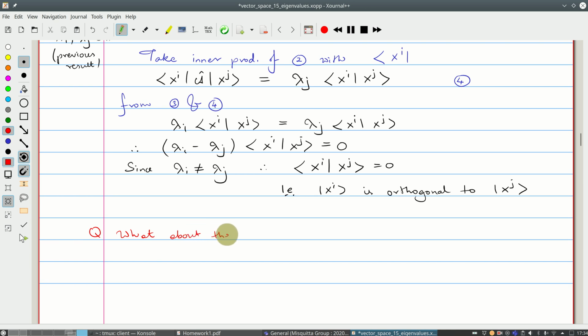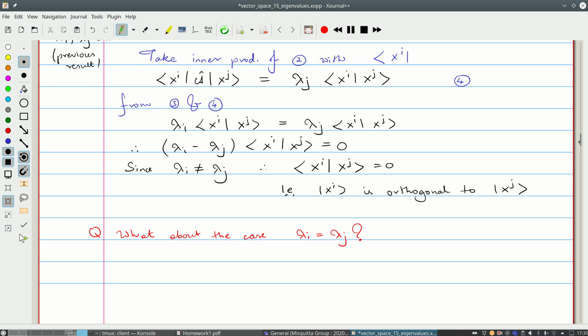Now the question which you should have at this point is, what about the case lambda i is equal to lambda j? Yeah, and this is a very good question, because this proof breaks down if lambda i is equal to lambda j. If lambda i is equal to lambda j, then this term here in the parenthesis is 0. If that's 0, then we cannot say that this term also has to be 0. It could be anything, and this equation would be satisfied. So this proof doesn't hold for this case.